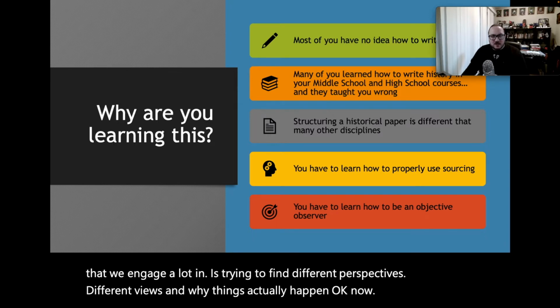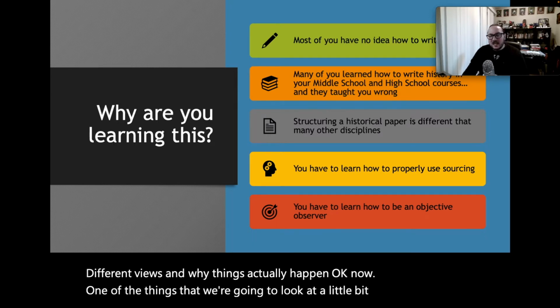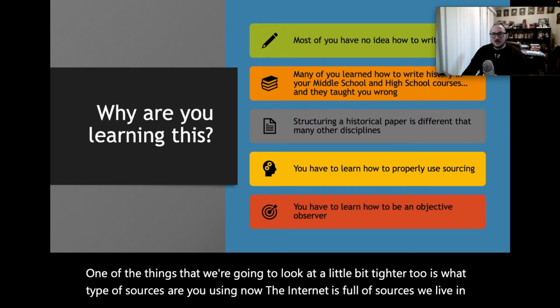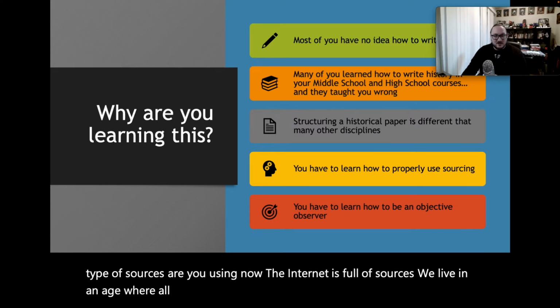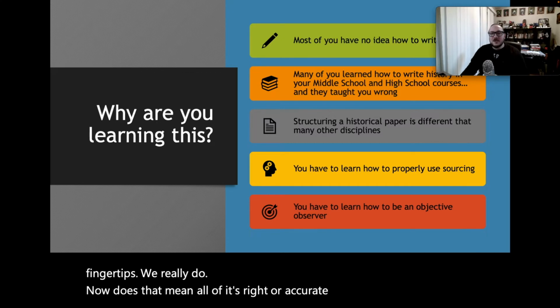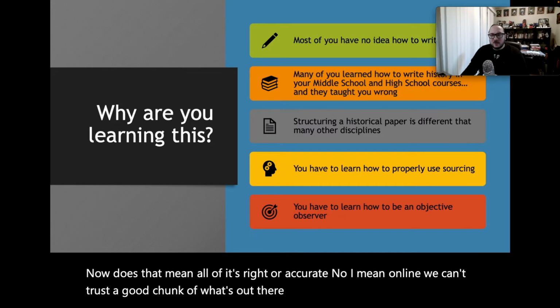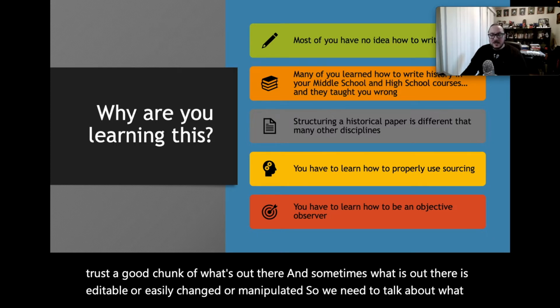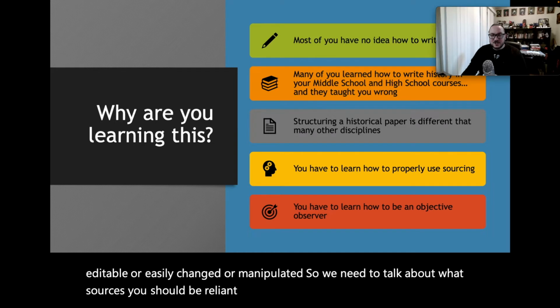Now, one of the things that we're going to look at a little bit tighter too is what type of sources are you using? Now, the internet is full of sources. We live in an age where all information of mankind is available online at your fingertips. We really do. Now, does that mean all of it's right or accurate? No. I mean, online we can't trust a good chunk of what's out there, and sometimes what is out there is editable or easily changed or manipulated. So we need to talk about what sources you should be reliant upon, aside from just simply doing a Google search, okay?